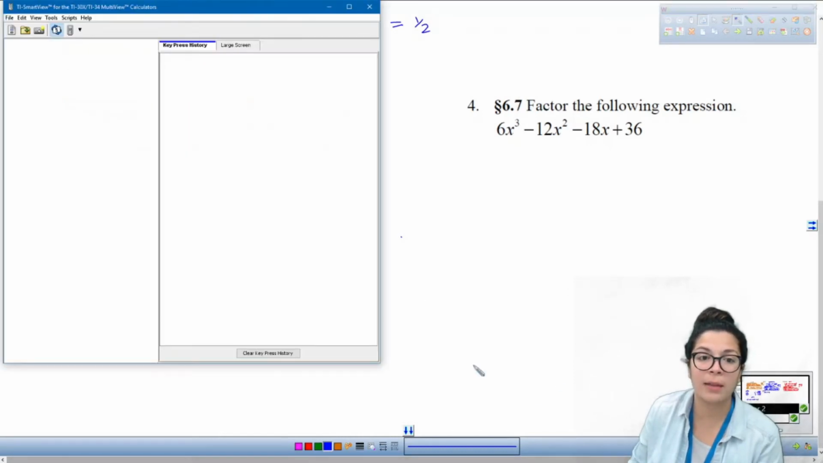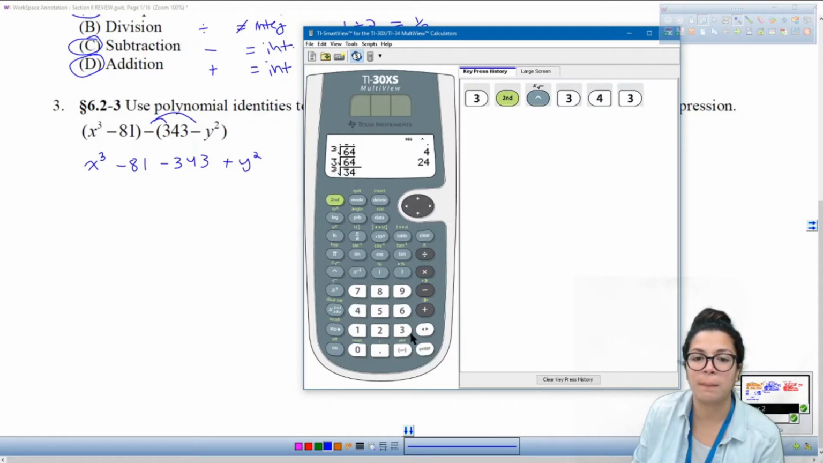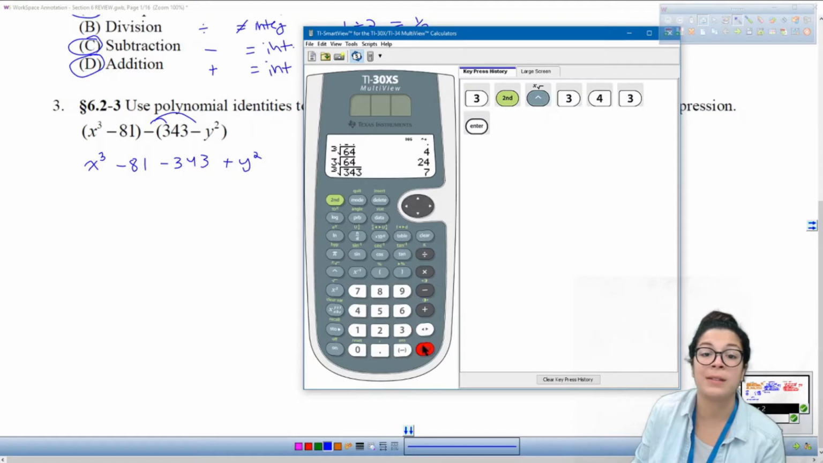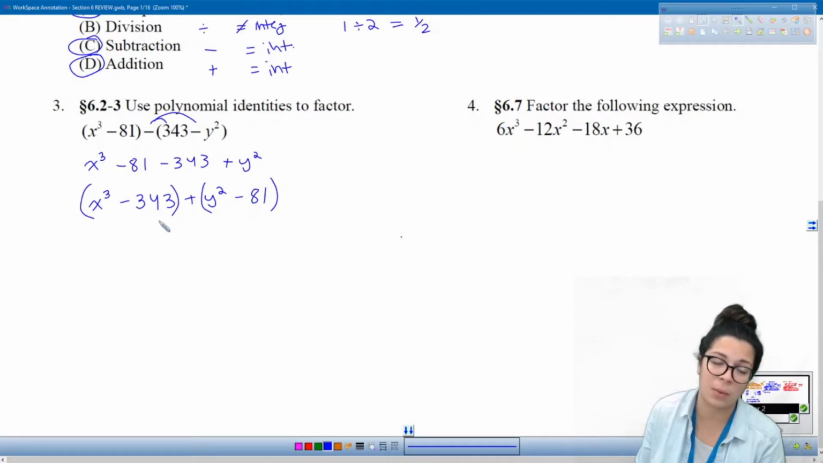And we could check that 343 is a perfect cube by taking the cube root. So index 3, cube root of 343 is 7. So if I switch around these terms and I put the 343, which is a perfect cube, with x cubed, a perfect cube, and I take the y squared and I bring over the negative 81 next to the other perfect square, now we can see that these two grouped together will be the difference of cubes, and then these two grouped together will give me the difference of squares.